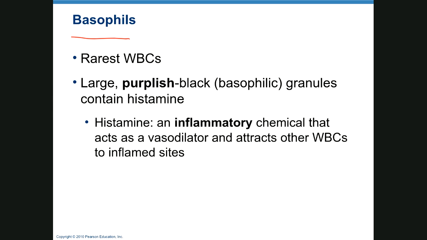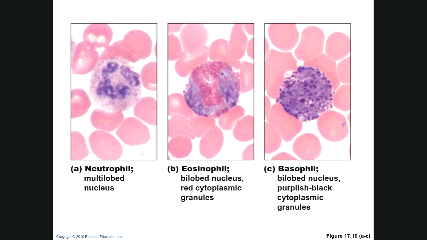Basophils, they're big, they're very rare, they have purplish, almost blackish looking granules. They release histamine. It's an inflammatory chemical that causes vasodilation and also draws other white blood cells into inflamed sites. You rarely see these when you do a blood smear.